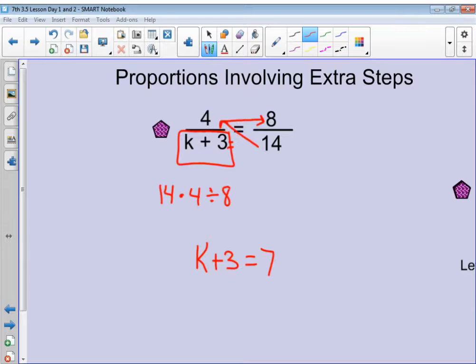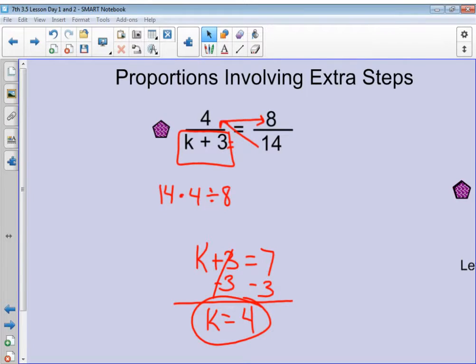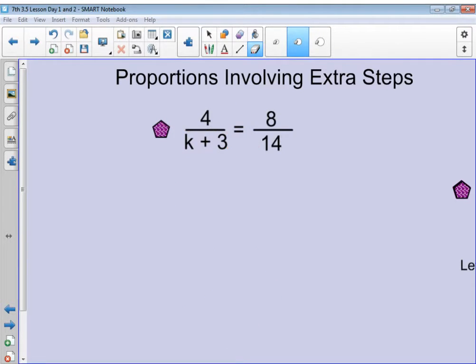So I just found out that k plus 3 equals 7. So to get k by itself, minus 3, k equals 4. Most common mistake: kids will think that the answer of 7 is what k should be. But remember, it's the letter plus 3 equals that 7. So make sure that you're doing that second step, because that's the most common mistake.